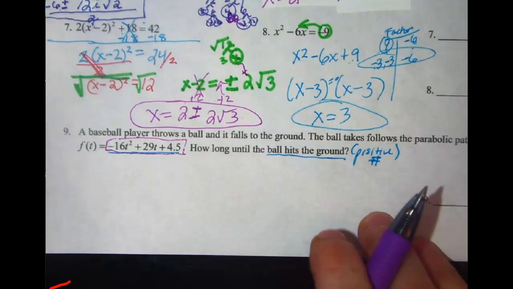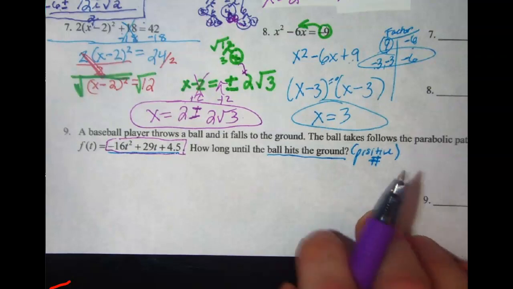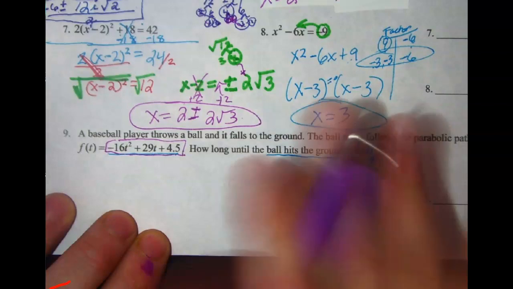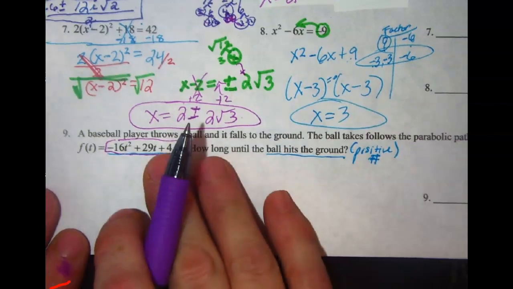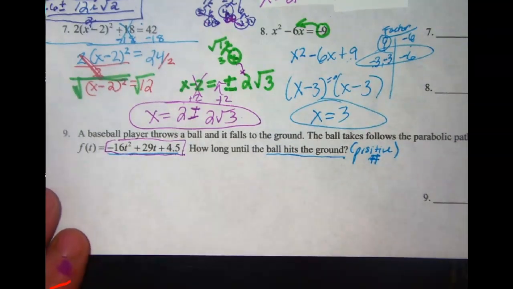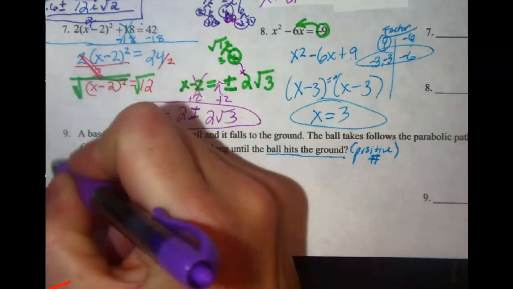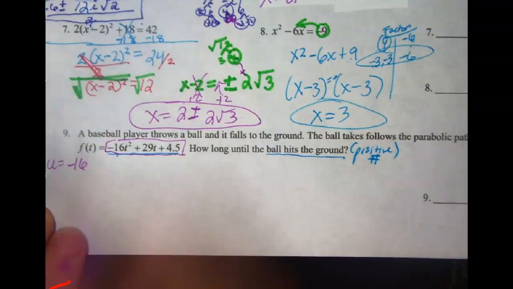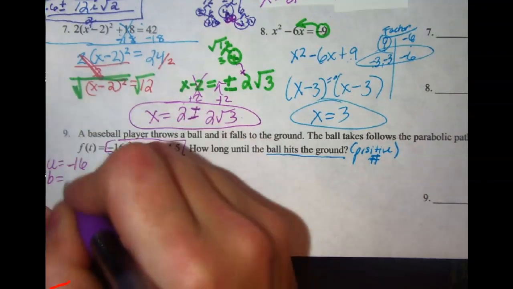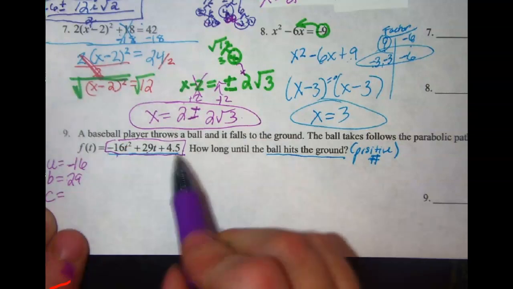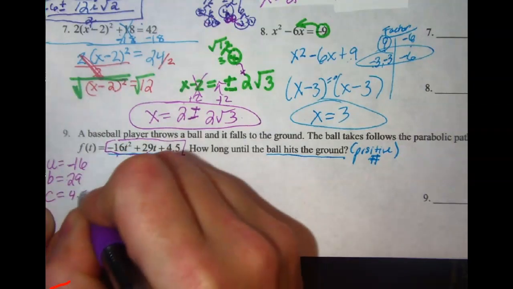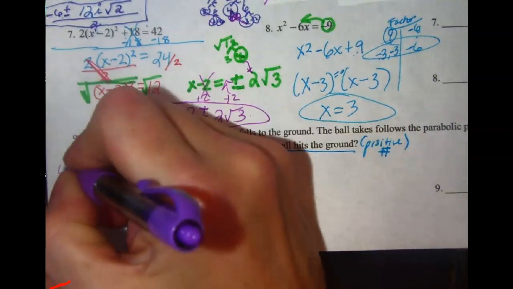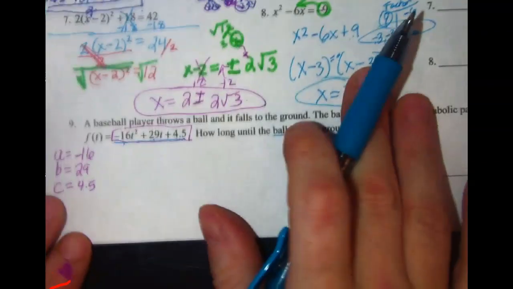So if you do it from here, I'm going to use the quadratic formula because it's got a decimal and a 29 and it's prime. So right away, I know that it's going to be easiest to be using that quadratic formula. So my A here is -16. My B is 29. And my C, it's already over there, is 4.5. So when we identify these, we just have to make sure they go into our formula.